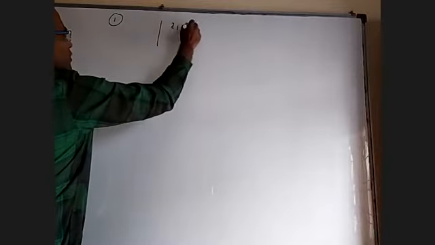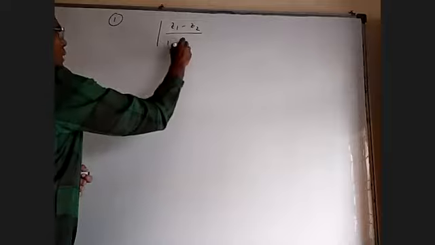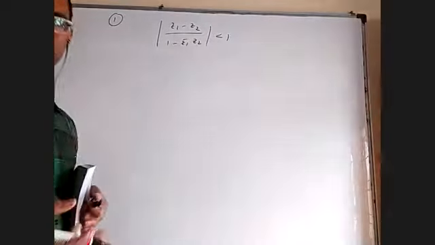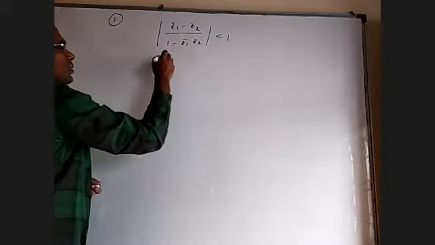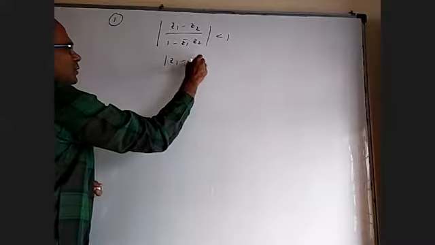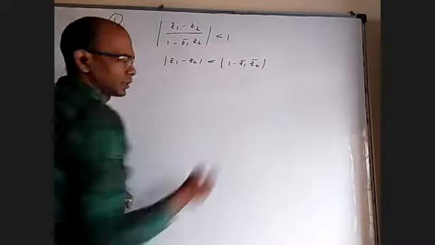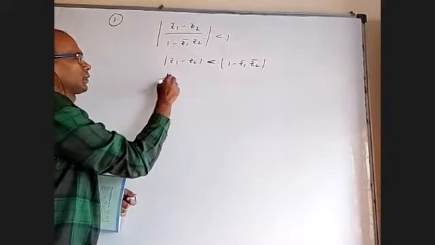mod Z1 minus Z2 by 1 minus Z1 conjugate Z2. For it to be less than 1, what are the conditions basically? Okay. I'm going to send this denominator here and write mod Z1 minus Z2 is less than mod 1 minus Z1 conjugate Z2. Since this is a positive quantity, this is a positive quantity, I can square it.